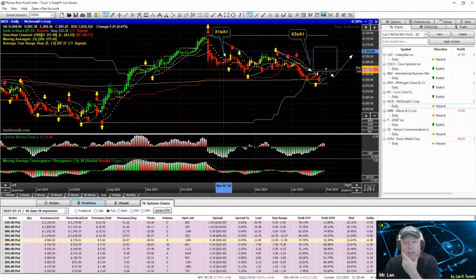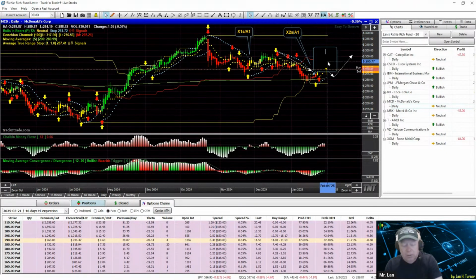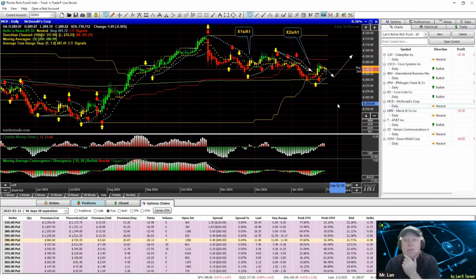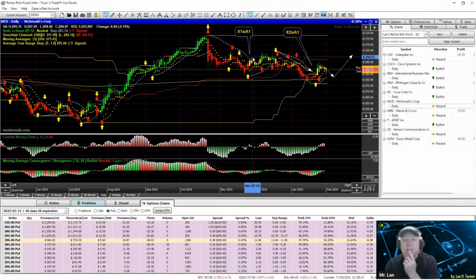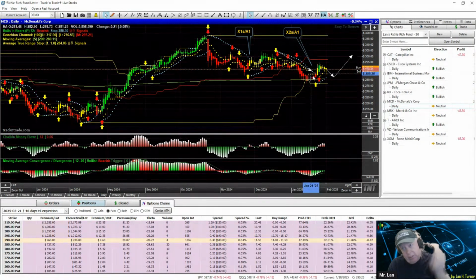That would actually be like this because we look at the blue lights. Blue lights trump the yellow lights. So we don't need that. So that's your X1 SA1. This is your X2 SA1. That's pretty good probability. It's not an X3 SA1 with a higher probability, but this is a pretty good probability.